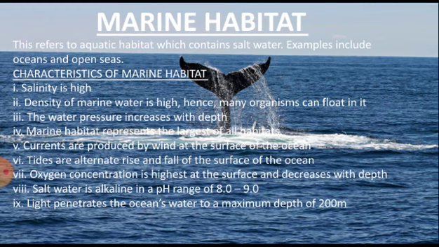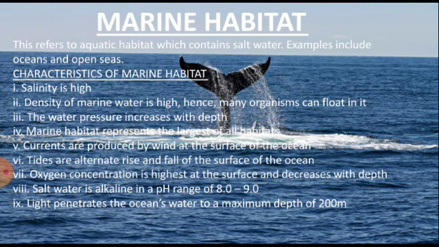Salinity is high. The density of this habitat is high, hence it allows many organisms to float in it. The water pressure increases with depth. That means as you go deeper into the ocean, the pressure increases. It represents the largest of all habitats. Now, in this habitat, currents are produced by wind at the surface of the ocean. Tides are alternate rise and fall of the surface of the ocean.